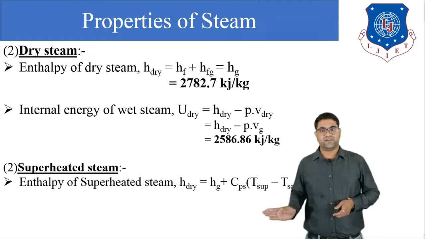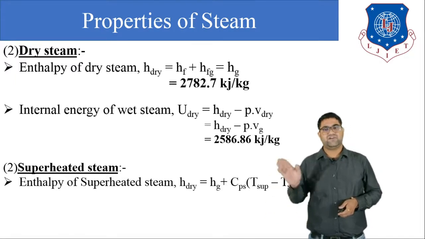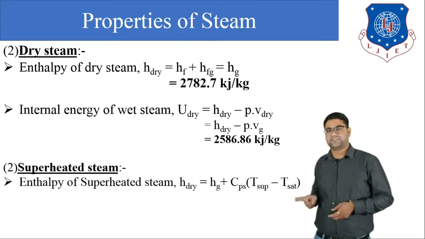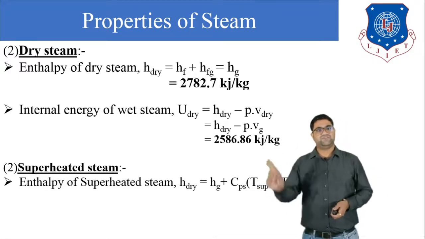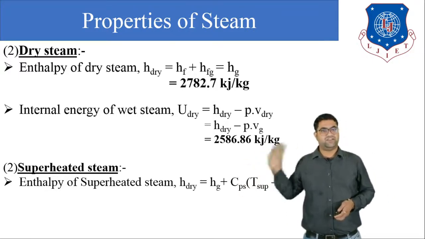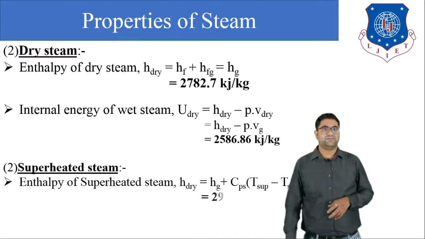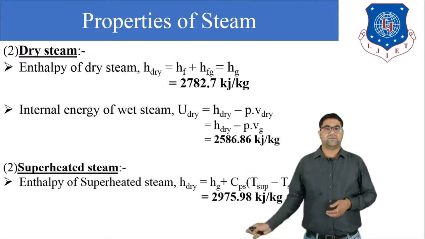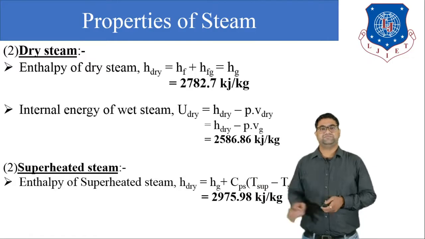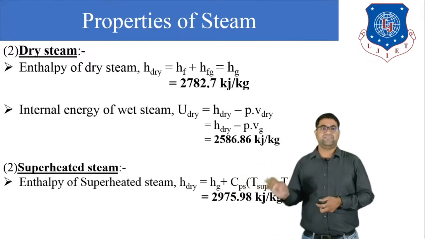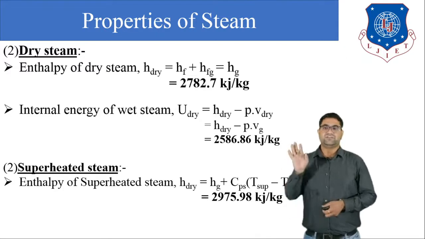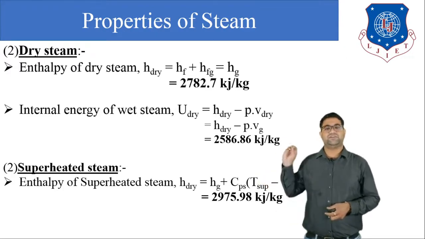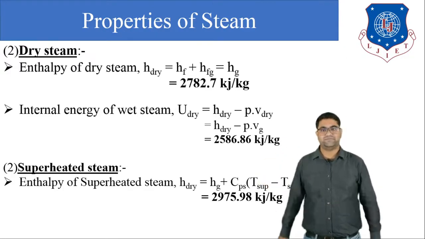Now third are T superheated and T saturated. The value of T saturated we can get from the steam table. T superheated is already given, that is 280. So if we put all the values, we can get the value of enthalpy. The enthalpy of the superheated steam will be 2975.98 kilojoule per kilogram.